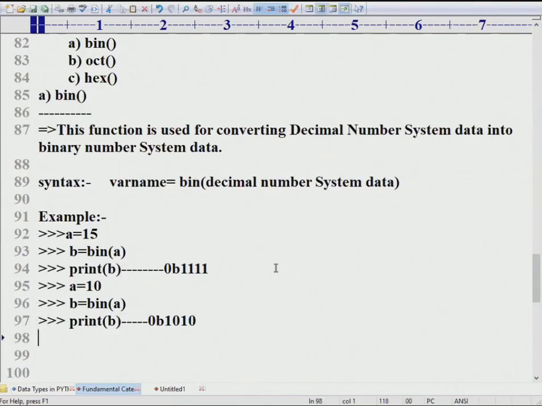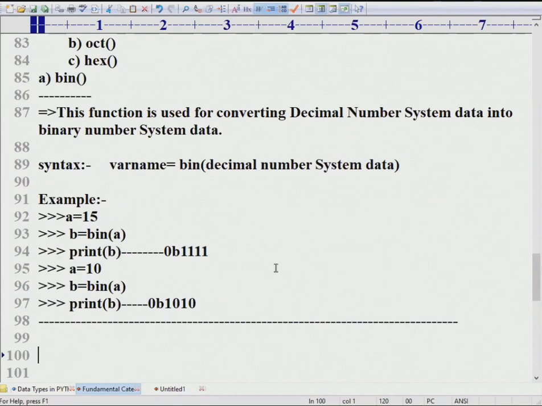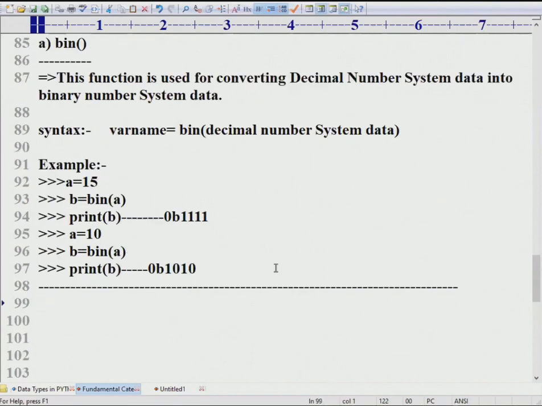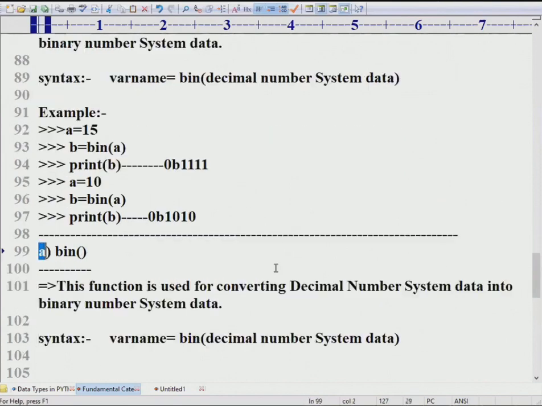Write down that also. Oct function. Speed up the process. Oct function. This function is used for converting decimal number system data into octal number system data.